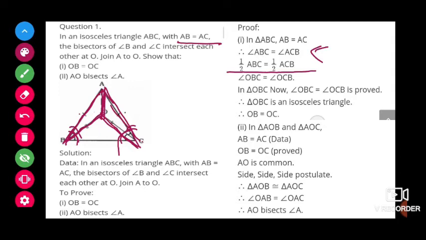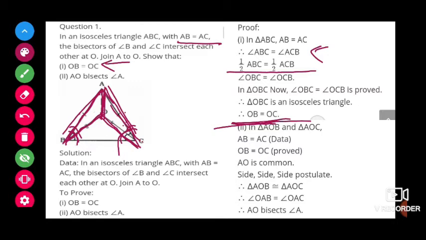So from this, what we can say, children, two sides are equal, and also one angle is equal. So we can say that these two triangles are equal. If the two triangles are equal, then automatically the corresponding sides also will be equal. So we can write that the first one, OB is equal to OC.